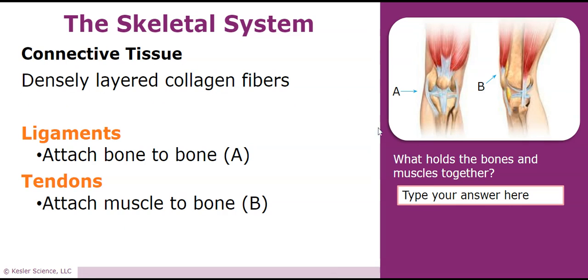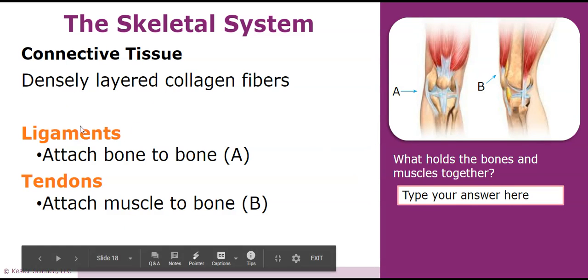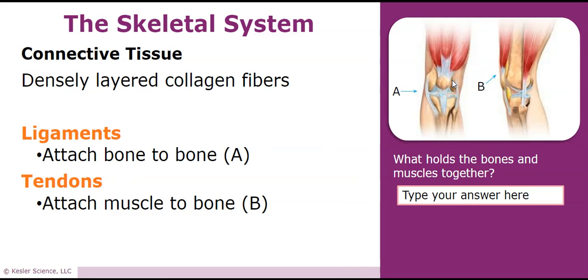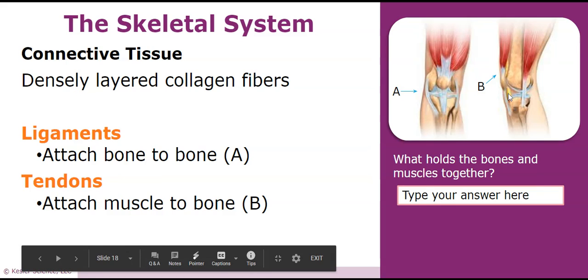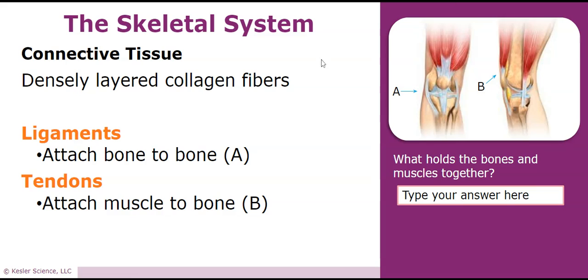Moving on to slide 18, we're going to talk about the connections in the skeletal system. So the way that bones attach to bones is with ligaments, which are these little white cords. They look like ropes or cords or bands. They attach bone to bone. And then tendons attach muscle to bone. They look very similar, but they just are attaching muscle to bone.